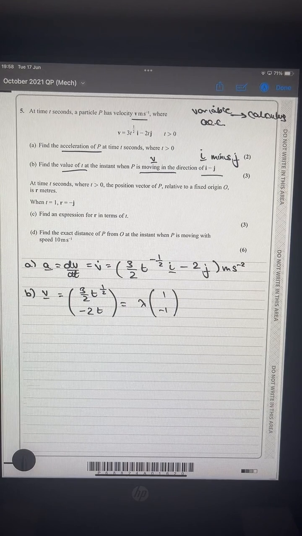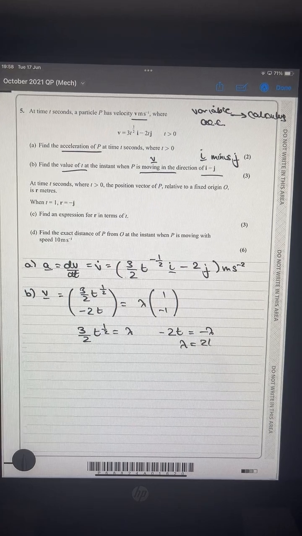So now I need to find the value of t. Well, how am I going to find the value of t? Well, let's just do two equations. So 3 over 2 t to the half equals lambda, and negative 2t equals minus lambda. So I know that lambda is equal to 2t from this. Boom. So I can just substitute in lambda into here and solve for t, and then I'm done. So that's simple working for 3 marks.